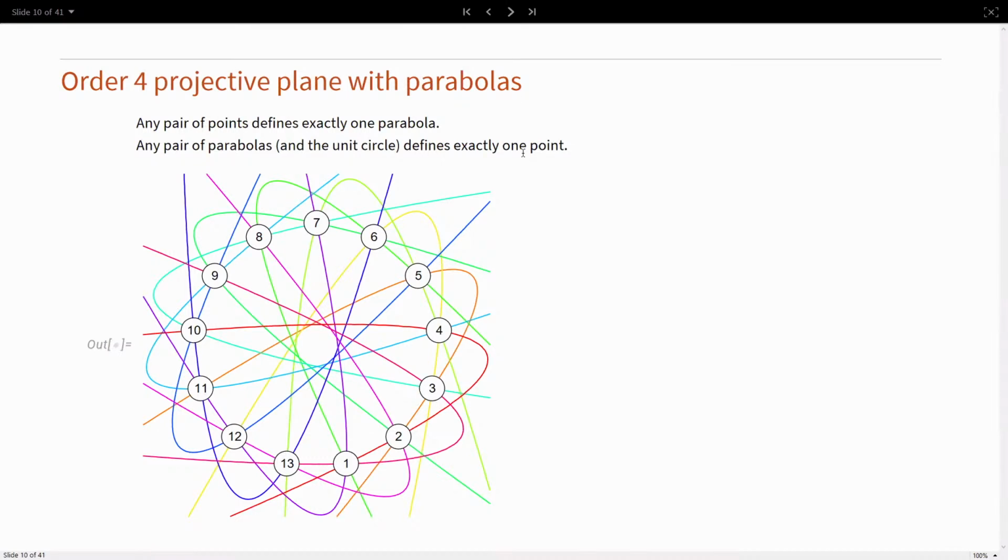And with that, we can take a heptagon, or sorry, a 13gon, and use it to come up with 13 parabolas and 13 points, so that any pair of points is on exactly one parabola, and any pair of parabolas goes through exactly one of the numbered points. And that's what's called a perfect configuration, or an order 4 projective plane.